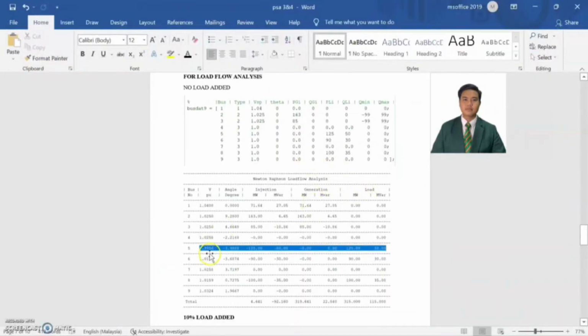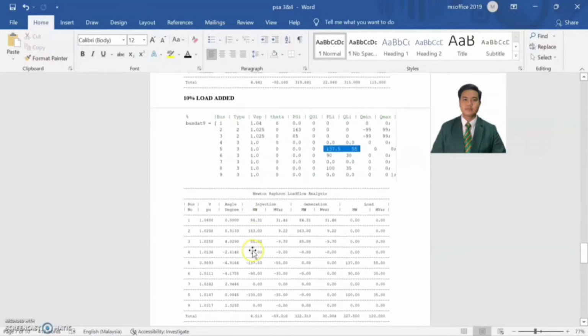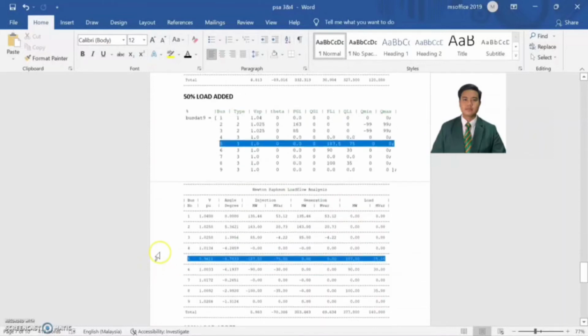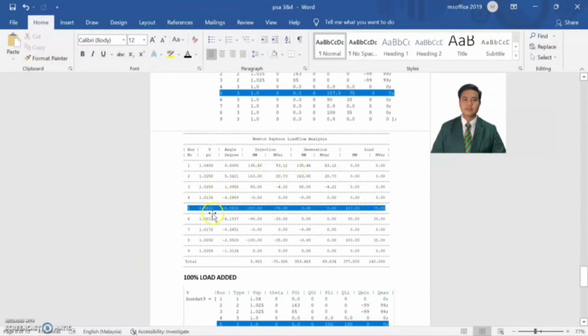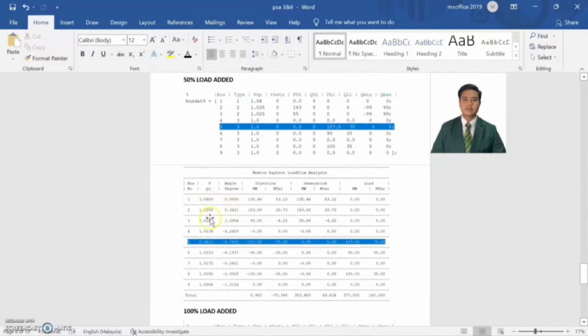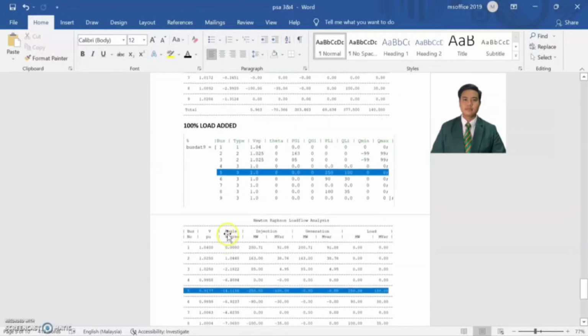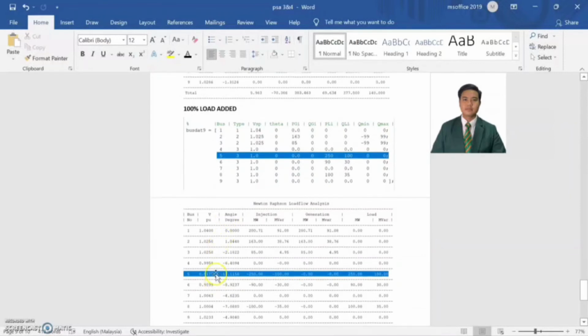So we can see here the voltage in PU with no load added is 0.956, and this is the result after 10% of the load was added to the system, where it decreased to 0.9893. At 50%, the voltage decreased to 0.9611, and after 100% load added from the original value, it became 0.9177.